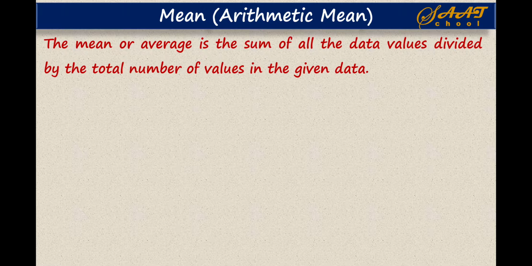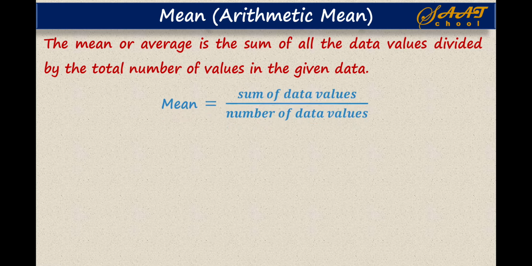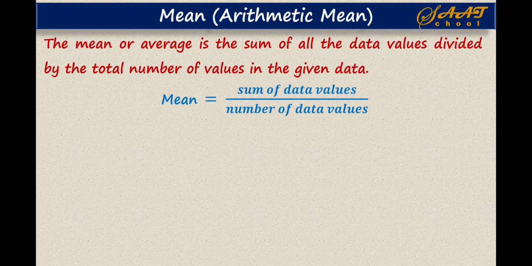The mean or average is the sum of all the data values divided by the total number of values in the given data. So to find mean or average, the first thing is to find the sum of given values, that is divided by the total number of values. Here mean is equal to the sum of data values divided by the number of data values, or the number of items in the given data. Here is an example.